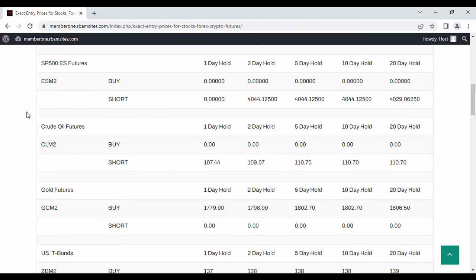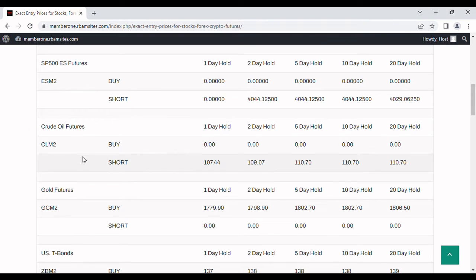Every one of these entry prices is just a suggested point to follow. You always have to use your own judgment as to whether or not you want to enter into a trade, and you can't rely on these for anything other than for your own entertainment purposes.